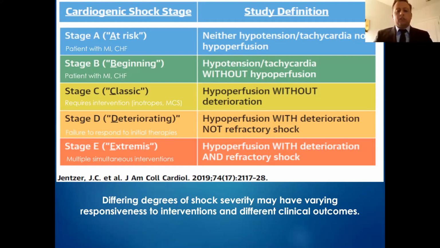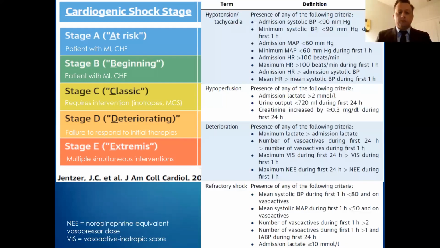The differing degrees of shock severity also will have a varying responsiveness to interventions and different clinical outcomes. So of course, the stage E extremis patients are going to have a much worse clinical outcome than the patients with classic cardiogenic shock. And you wouldn't necessarily think to start just inotropes if a patient is already in stage E coming in the door.